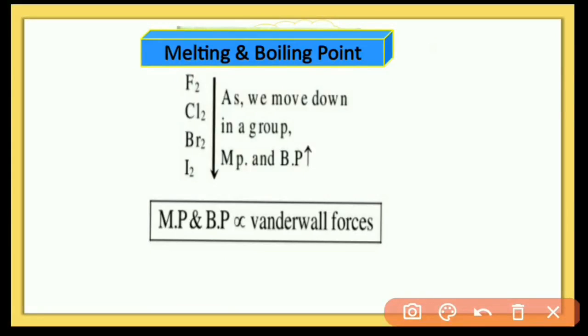Melting point and boiling point. Generally when we move down the group, melting point and boiling point increase, because melting point and boiling point are directly proportional to van der Waals force, and van der Waals force is directly proportional to molecular mass. So when we move down the group, molecular mass increases, and therefore melting point and boiling point also increase.